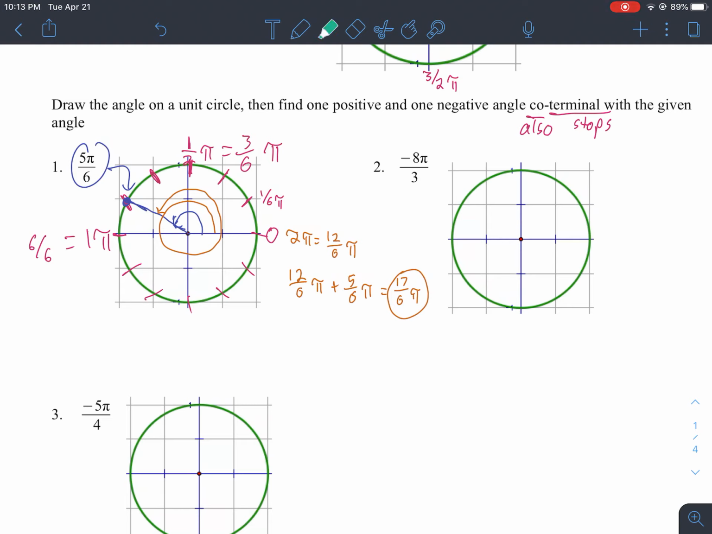Now the negative answer, I would just count. Negative 1/6, 2/6, 3/6, 4/6, 5/6, 6/6, 7/6. Negative 7/6 pi.